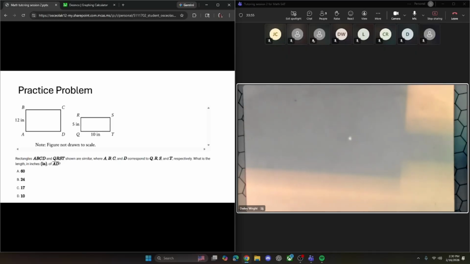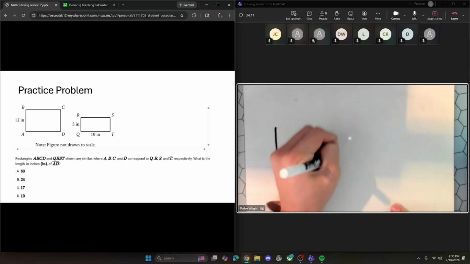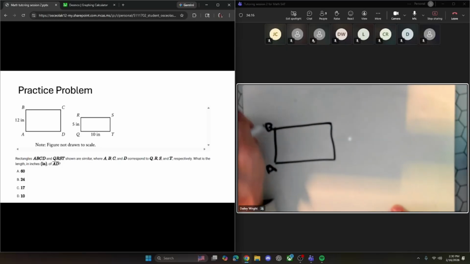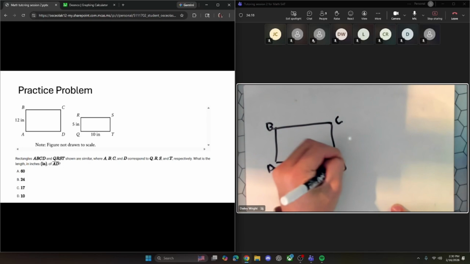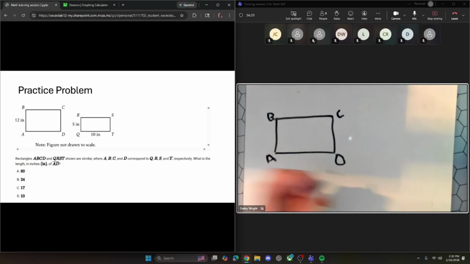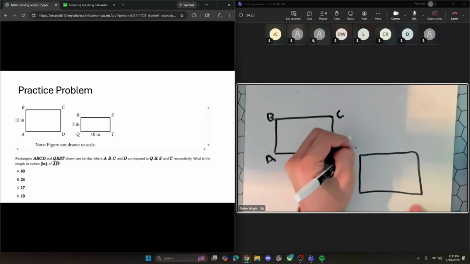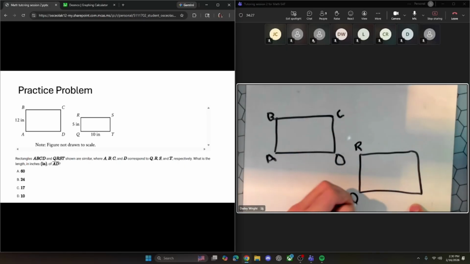Anyways, rectangles ABCD and QRST are similar, where ABCD corresponds to Q, R, S, and T respectively. What is the length in inches of AD? So you have A, B, C, and D, and then you have Q, R, S, T.